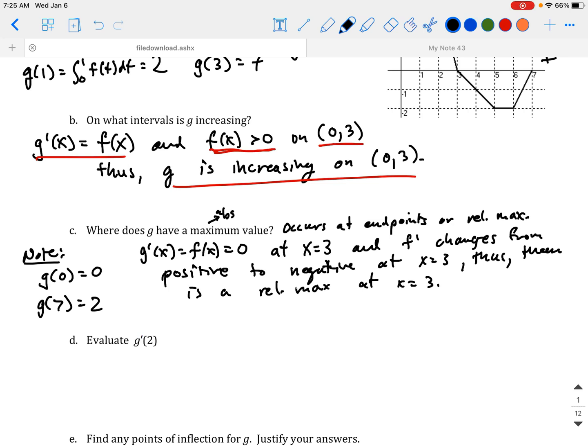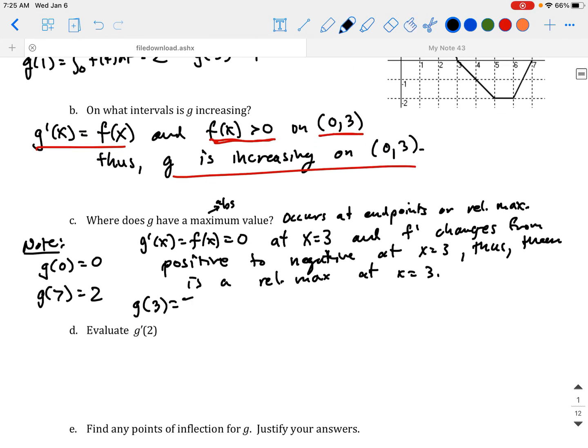If it was a minimum, we wouldn't have to check it. We could just conclude that g of 7 was our maximum. But now we need to compute g of 3, which we already have above. So by part A, we know g of 3 is 7. So g of 3 equals 7 is the absolute max. And the maximum value is simply 7, but you can say g of 3 equals 7 as well.